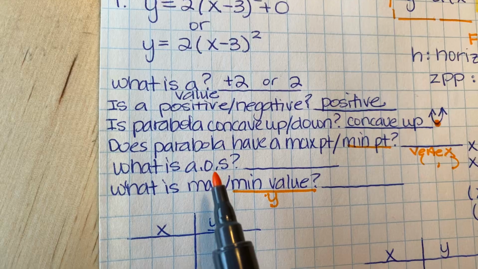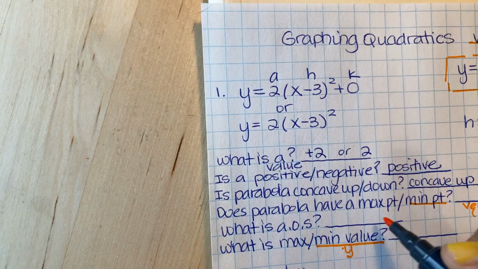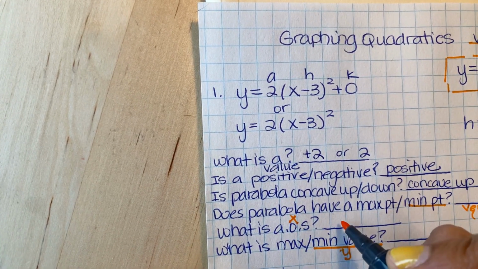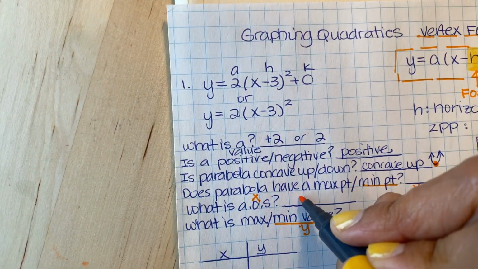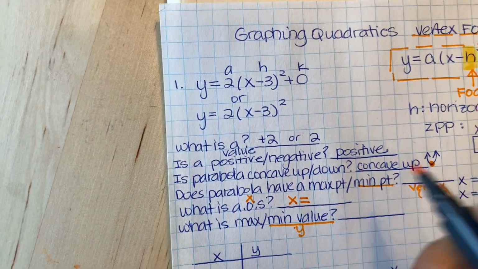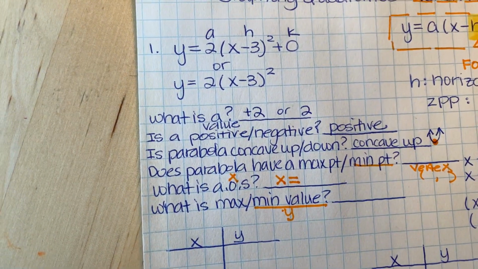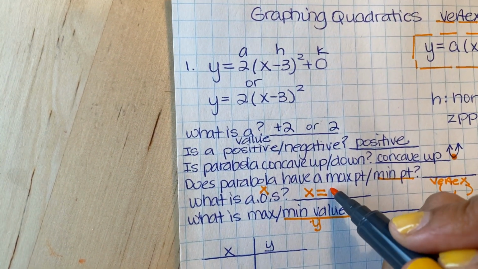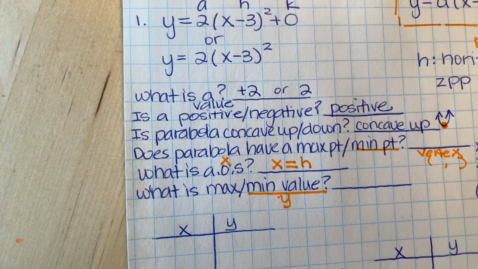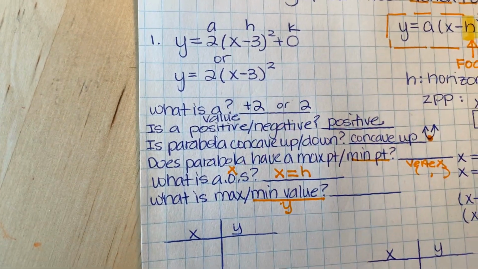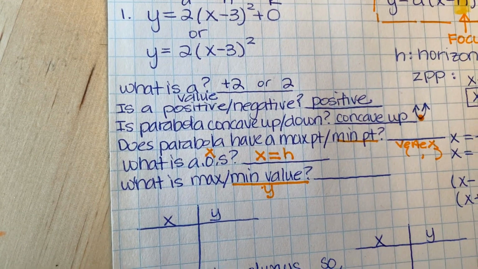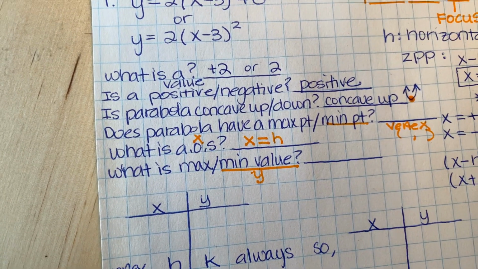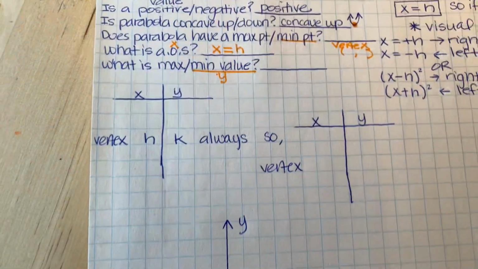Okay, what is the axis of symmetry? It is the x value of the vertex. Now remember, this is a dashed vertical line, so it's going to be x equals whatever that H value is. So it's x equals h, because that number is what fills in for our XY table. We're going to come back to the orange marker because I'm going to use it on the XY table.